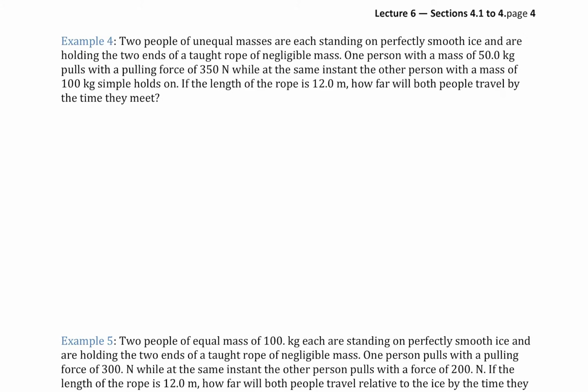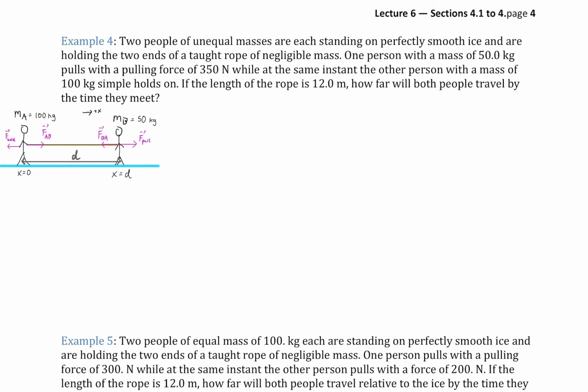Okay? So same situation, or I should say similar situation: two people of unequal masses are each standing on perfectly smooth ice, and are holding two ends of a taut rope of negligible mass. One person with a mass of 50 kilograms pulls with a pulling force of 350 newtons, and at the same instant, the other person with a mass of 100 kilograms simply holds on. So see what's different here? We got a 50 and a 100. The rope is still 12 meters long. How far will both people travel by the time they meet?